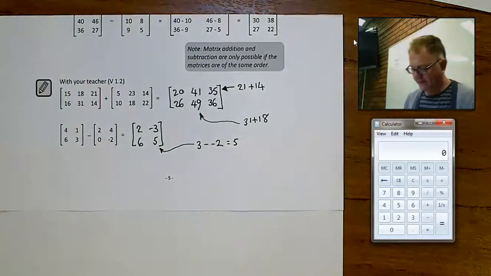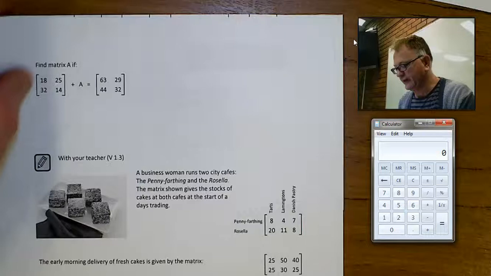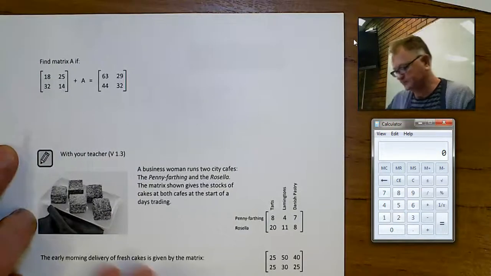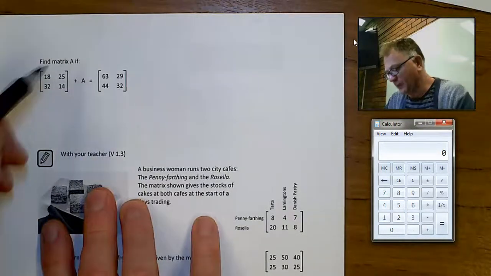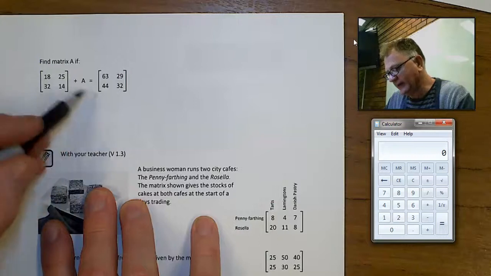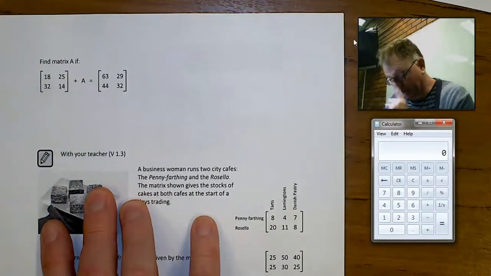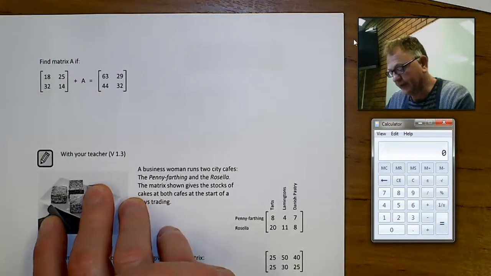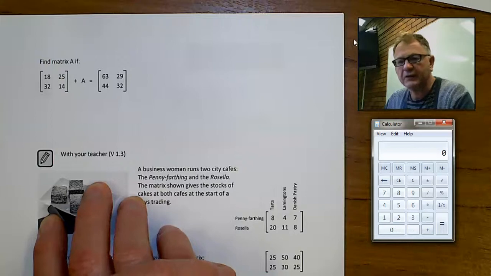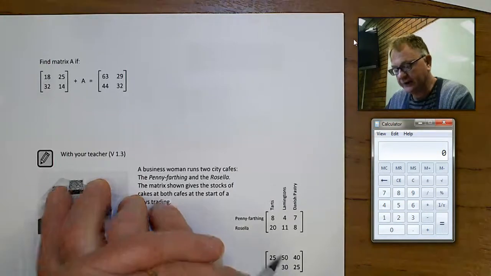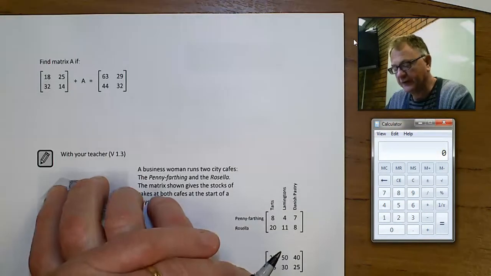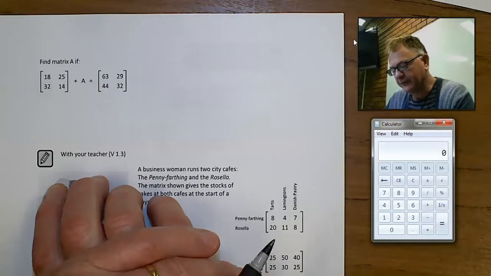Over the page, we've got a question here which is presented in a slightly different form. We've got one matrix plus A equals this. Now A is a matrix. Obviously A will have to be a 2 by 2 matrix. The method I'm going to show you here probably isn't the easiest method, but I'm going to show it to you because it will help you get out some harder questions, in particular questions which may involve takeaways or negative signs and bits and pieces like that.